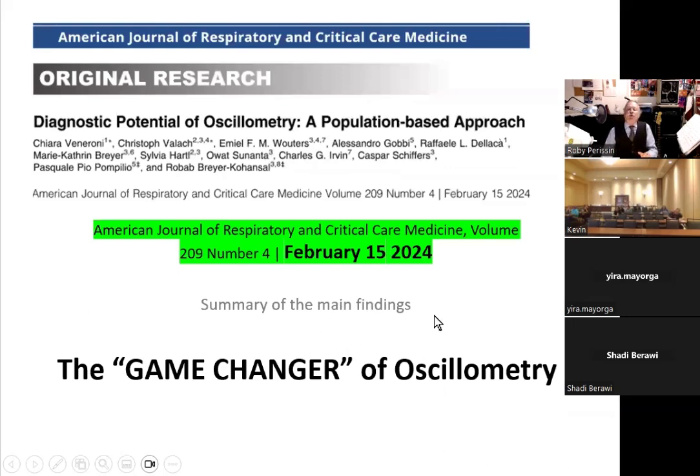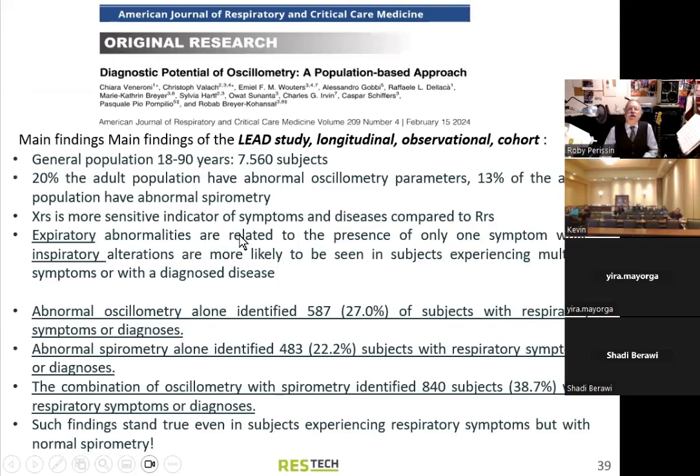And let me now talk to you about what we considered the game changer of oscillometry, just published in the American Journal of Respiratory and Critical Care Medicine, the most important journal in respiratory medicine, in February. And we call this a game changer because it's called Diagnostic Potential of Oscillometry. Why is it a game changer?